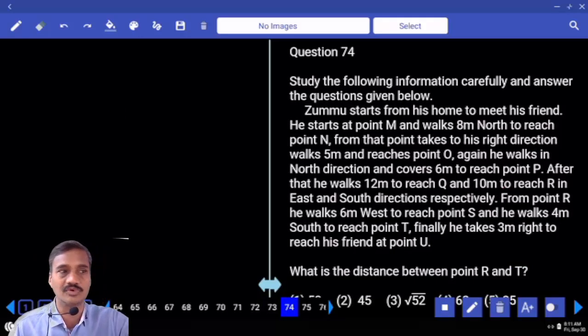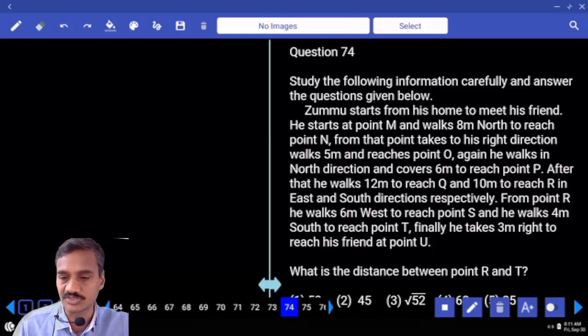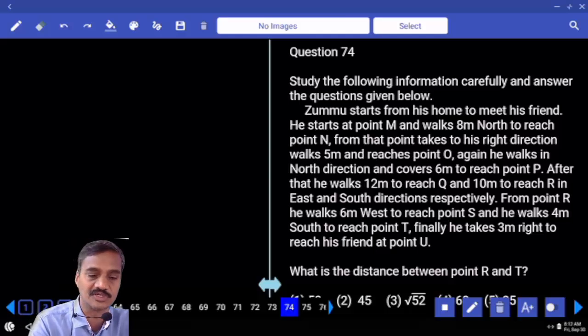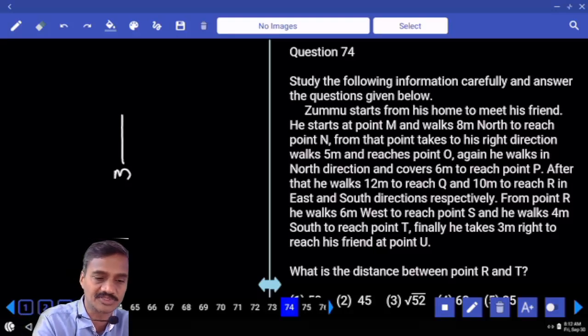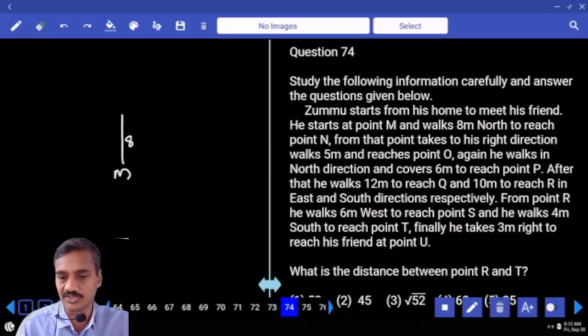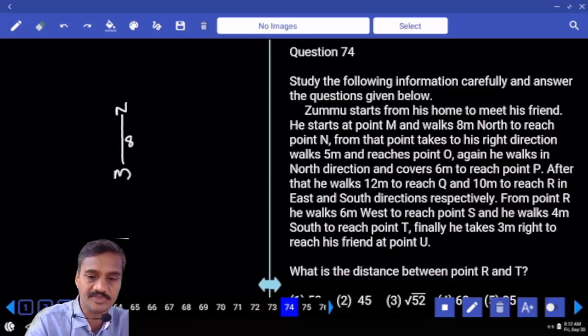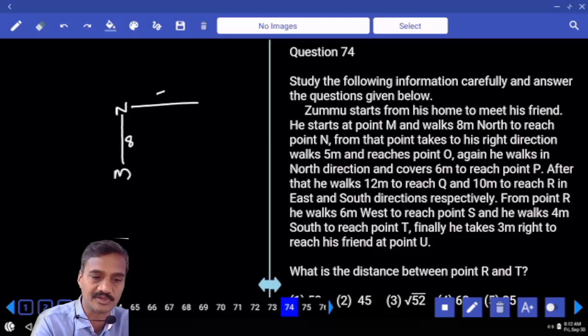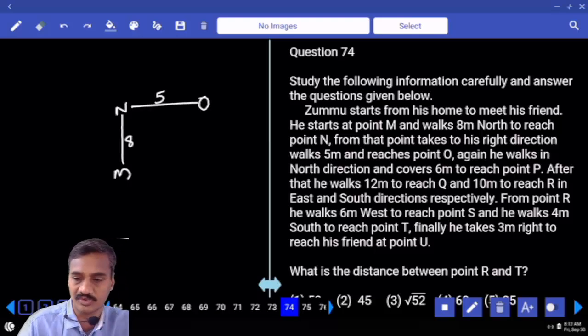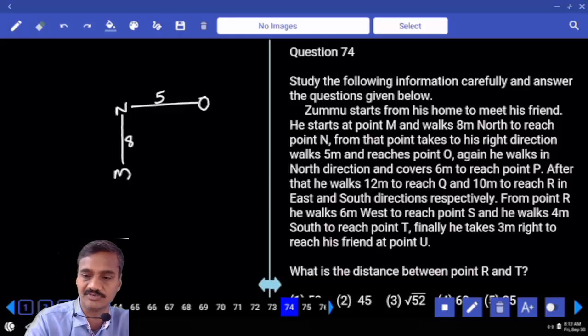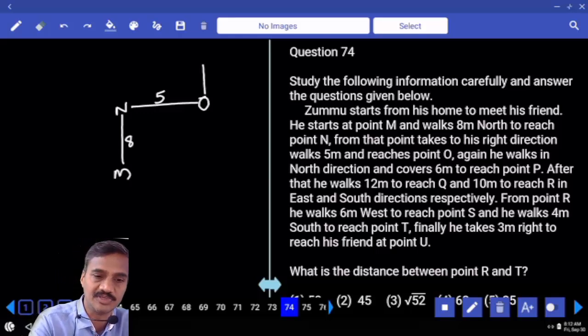Now for this 74, what information do we have? Jummu starts from his home to meet his friend. He starts at point M and walks 8 meters towards north to reach point N. From point N, he turns right and walks 5 meters to reach point O. Again he walks north and covers 6 meters to reach point P.